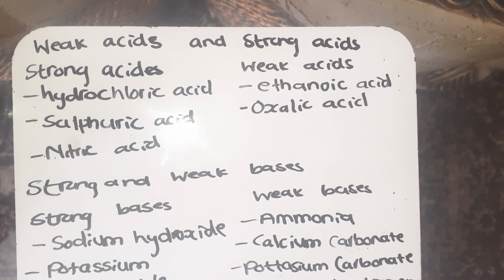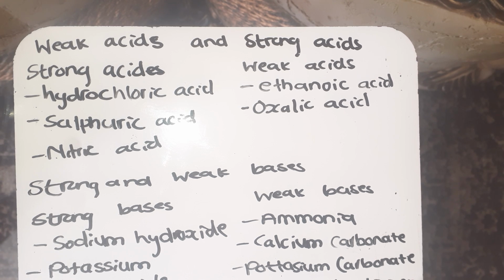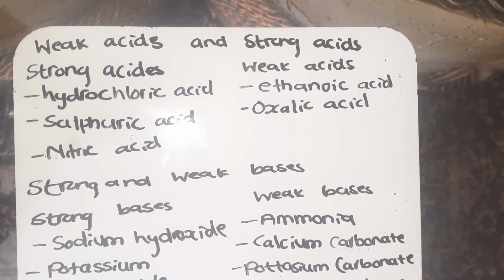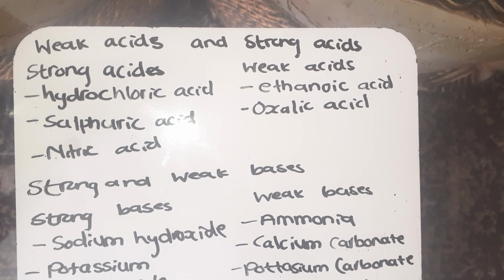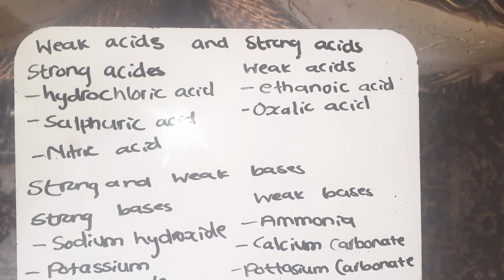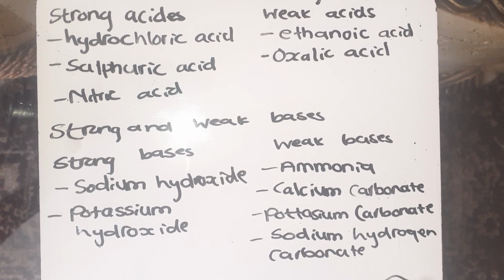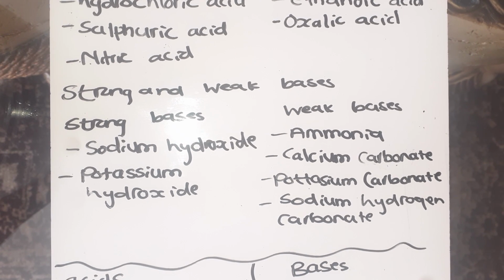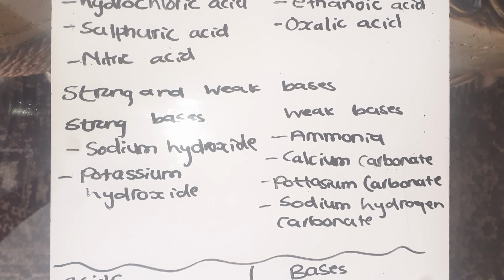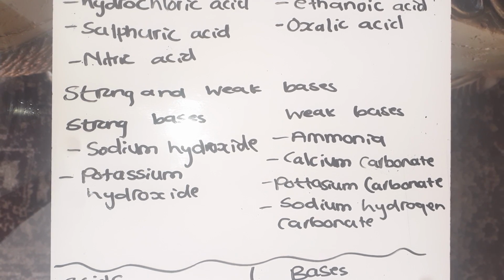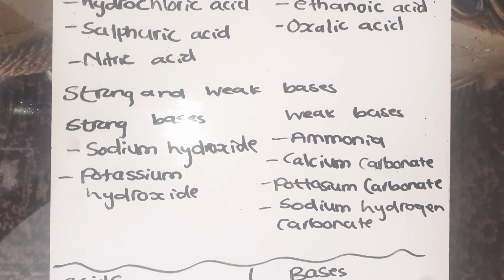So let's look at strong acids and weak acids. Here we have hydrochloric acid as a strong acid, sulfuric acid and nitric acid. And then ethanoic acid and oxalic acid are the weak acids. And then strong and weak bases, we have sodium hydroxide and potassium hydroxide as strong bases. And then we have ammonia, calcium carbonate, potassium carbonate, and sodium hydrogen carbonate as weak bases.